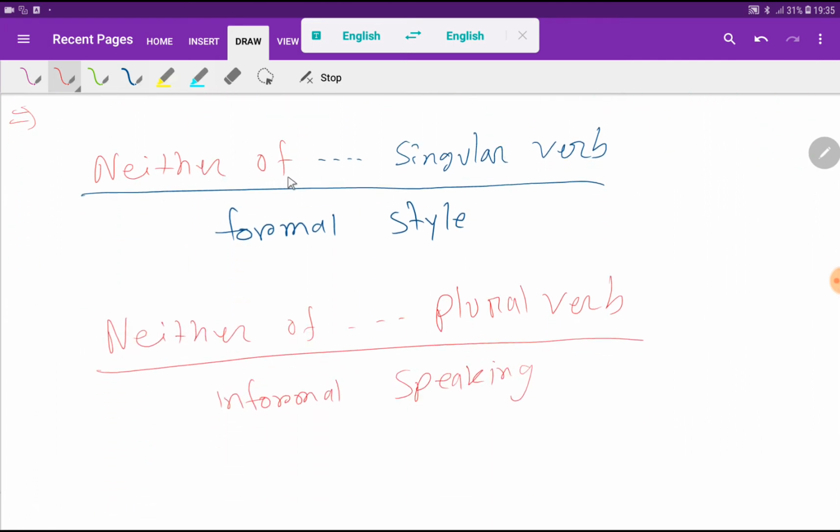After neither of, we can use singular verb, and this is very formal style. Basically, we'll follow this style, or also we can use plural verb, and this is very informal.